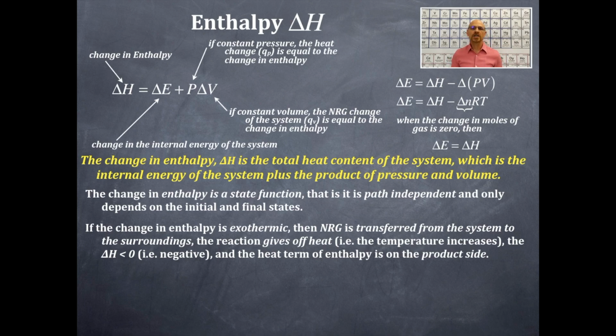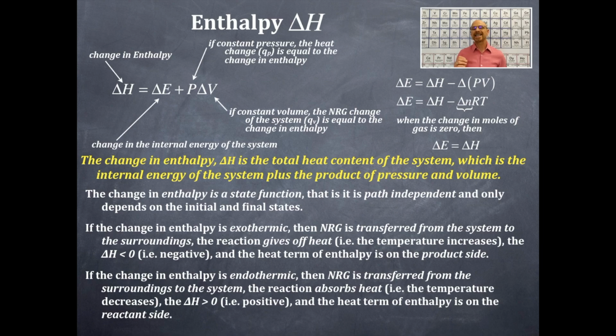Okay? If the change in enthalpy is exothermic, then the energy is transferred from the system to the surroundings. The reaction gives off or liberates heat, and the temperature increases. The delta H is less than 0, i.e. the delta H, the enthalpy change, is negative, and the heat term for the enthalpy is always on the product side. Okay? If the change in enthalpy is endothermic, then the energy is transferred from the surroundings to the system. The reaction absorbs energy, and the temperature will decrease.